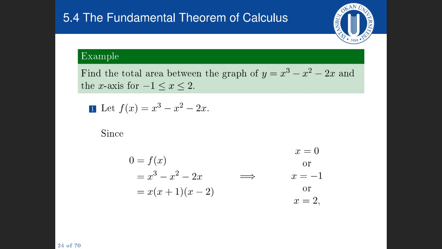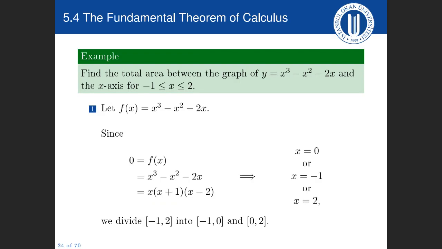So we want to split our interval at these points. Minus 1 is at the left end, 2 is at the right end. We don't need to split there. We're just going to be splitting in the middle at 0. So we take our interval from minus 1 to 2, and we're going to cut it into minus 1 to 0 and 0 to 2. We'll calculate the integral on each one of these two sub-intervals, take their absolute values, and then add them together.